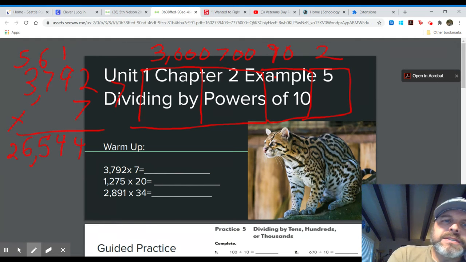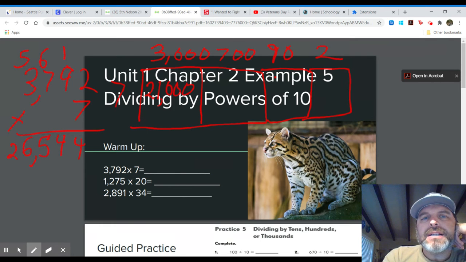So you could do this: 7 times 3,000. 7 times 3 is 21, and you just have to add the zeros, 21,000. And then you can do 7 times 700 for the next block. That's 7 times 7, it's 49, and there's 2 zeros to add on. So that's 4,900. And the last ones are 7 times 90, which is 63, and there's only 1 zero, and then 7 times 2, and that's 14.